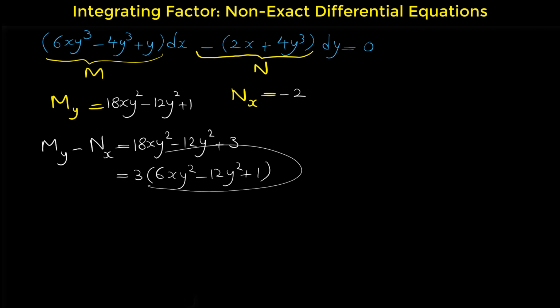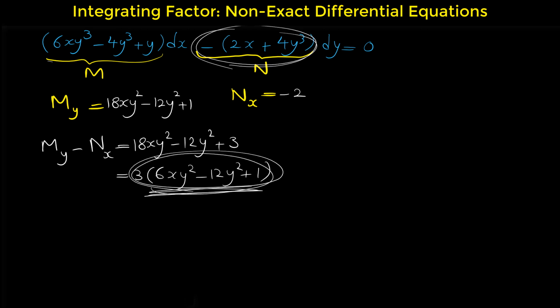Now, if you compare this with here, you can see that if we divide this by negative m, this part and the m cancel each other. So here it is obvious that our integrating factor is a function of y, because if we divide this by this, they can simplify each other. But dividing this by n is not helpful like the previous example.